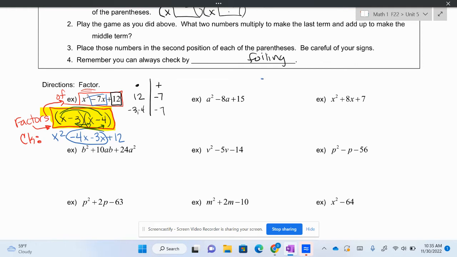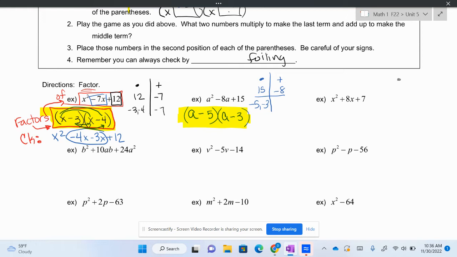So let's do it again. What two numbers can I multiply together to equal 15? And when I add them, I get -8. Let's see. Well, what about a -5 and a -3? Let's check. So a minus 5, because I know that a times a is going to give me my a squared, times the quantity a minus 3. So again, these are the factors of the trinomial a squared minus 8a plus 15.